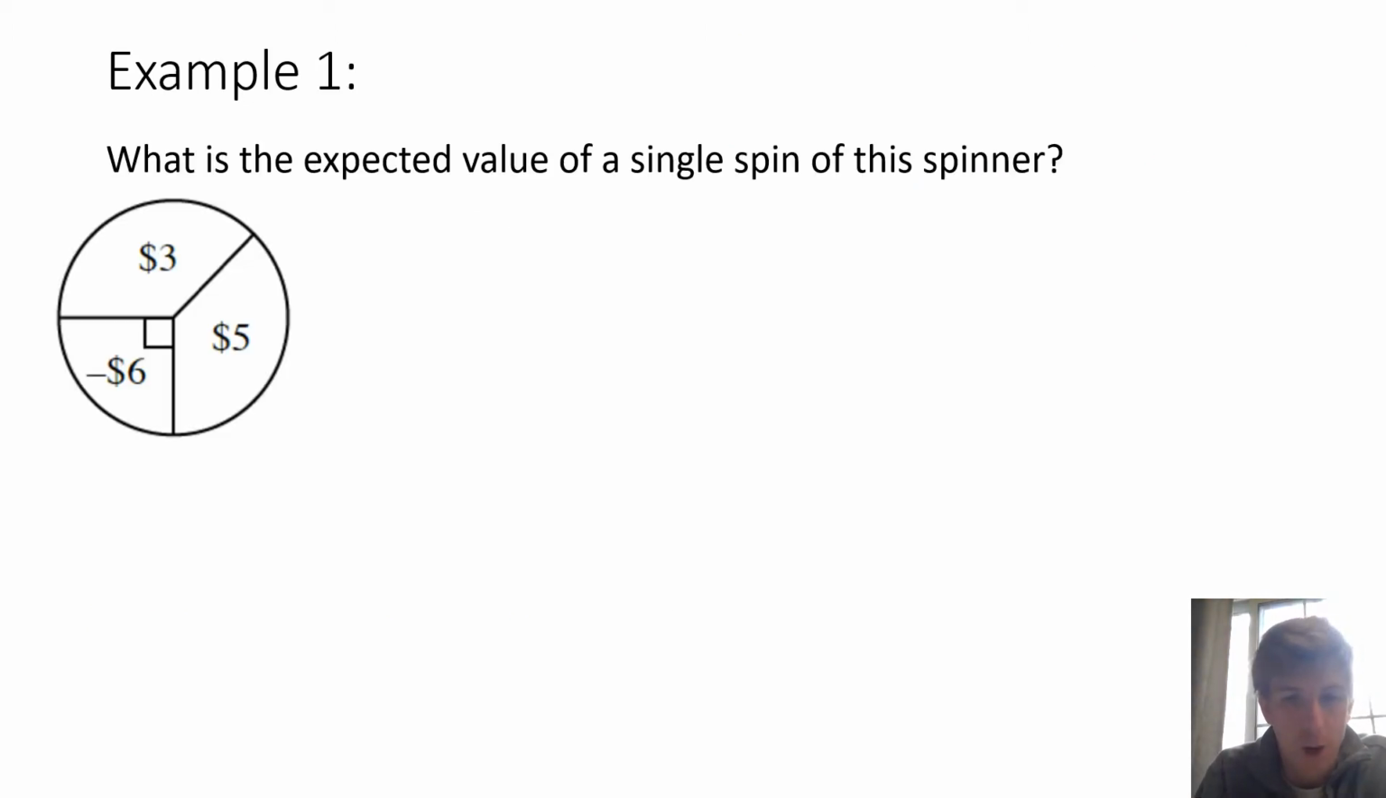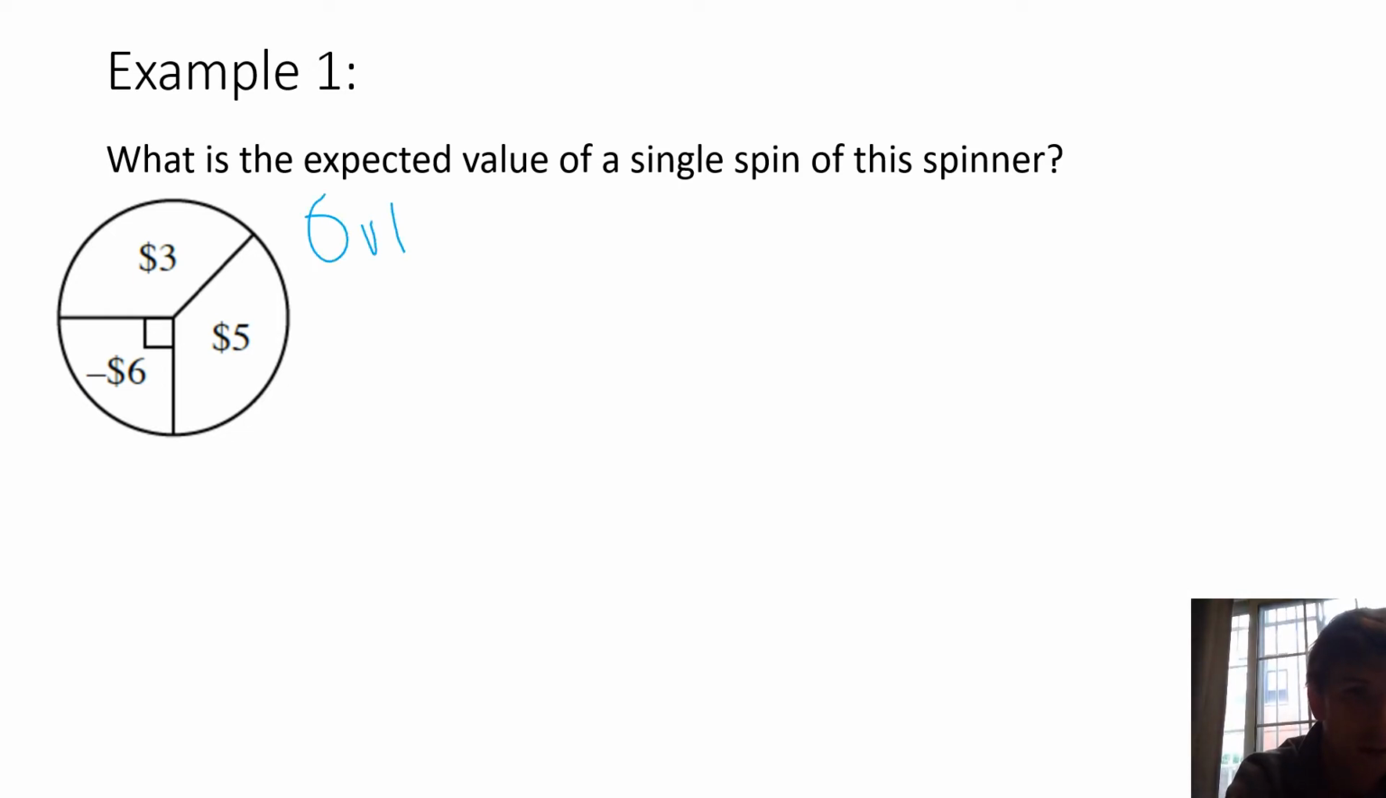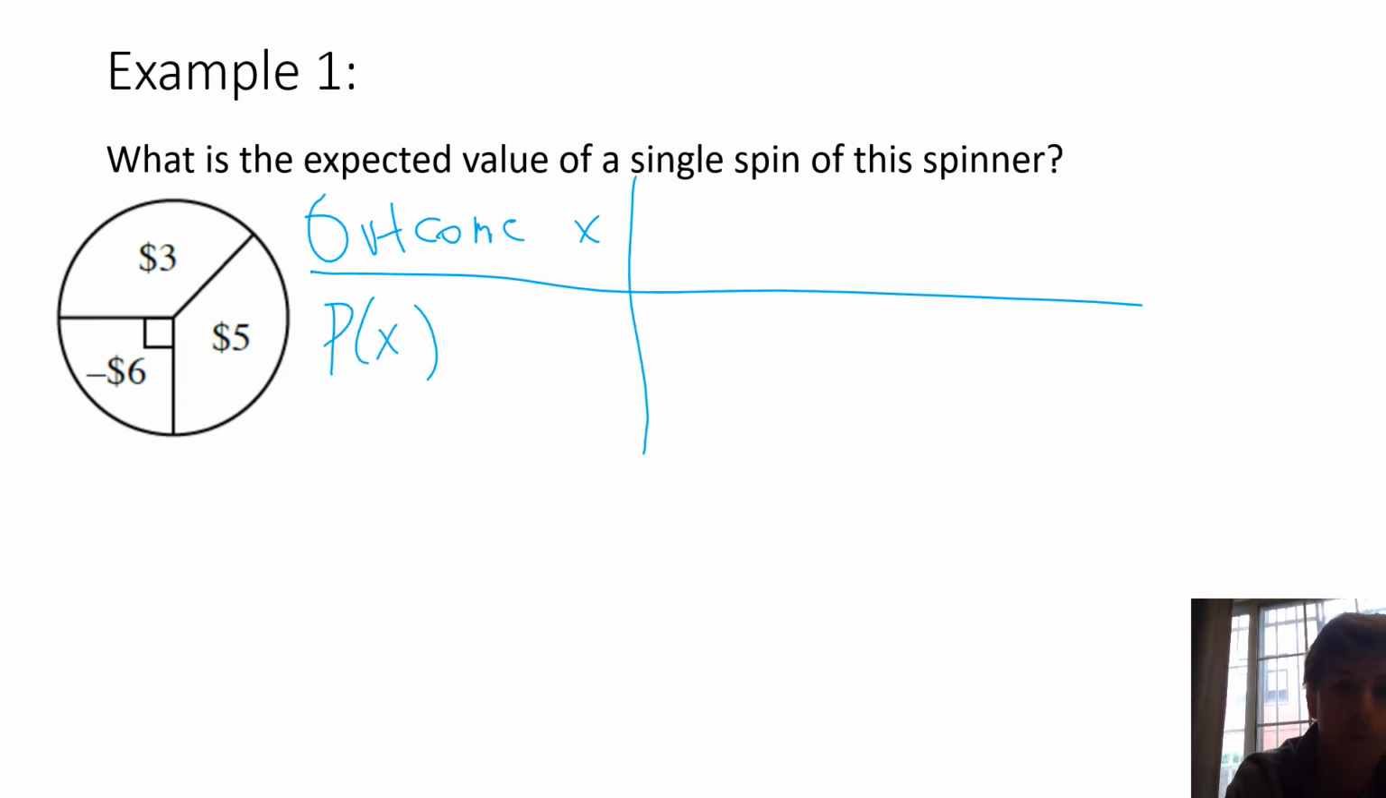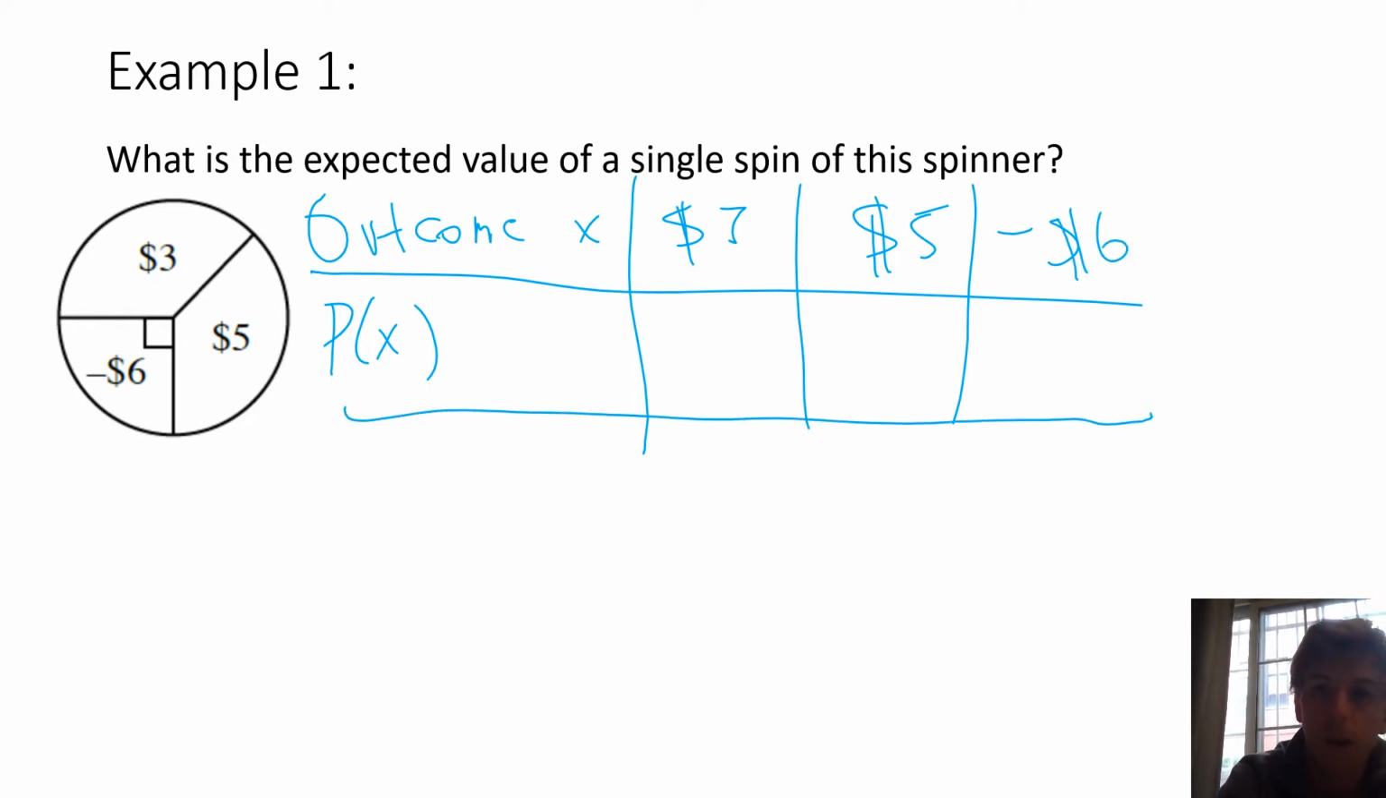All right, example 1. So we have a spinner. We're going to assume it's free to play. And if your spinner lands in one of these 3 regions, you'll either win $3, win $5, or lose $6. So what I'm going to do is make a little table displaying my outcomes and the probabilities of each of those outcomes. Our possible outcomes are you win $3, you win $5, or you lose $6. Not the most beautiful table in the world.